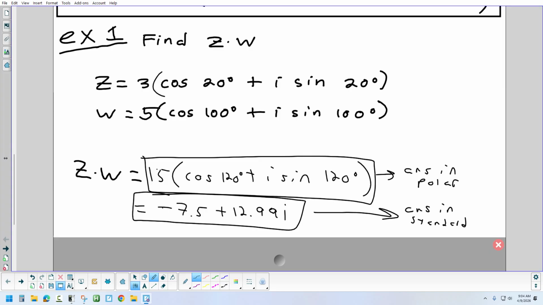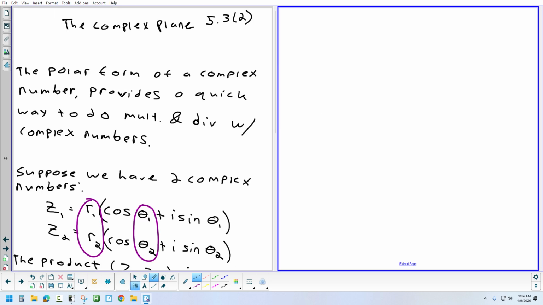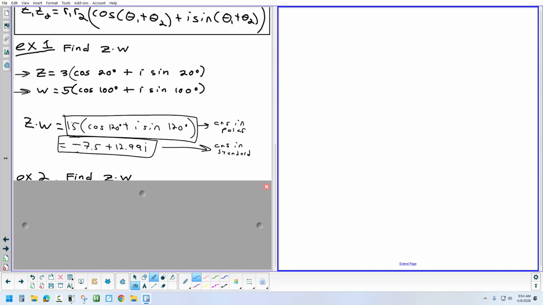So what I'm going to do now is change each of these, the original problem they gave me, to standard, so I can check it the way we used to do multiplication, and I want to see if I get this number. All we're doing now is checking to see if we can get the same answer. I'm not going to do every problem like this twice, just the first one to show you that this works. So let's change z into standard.